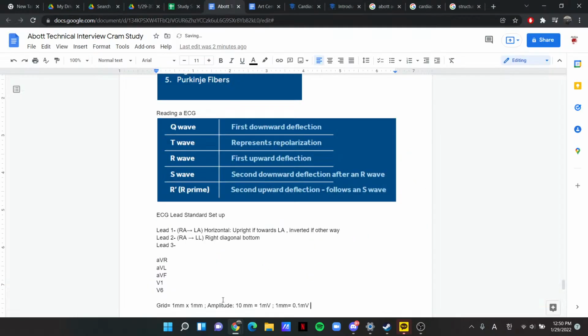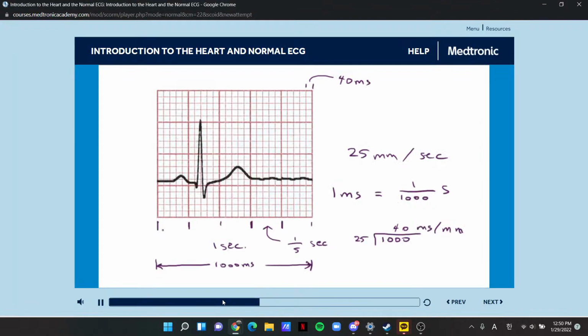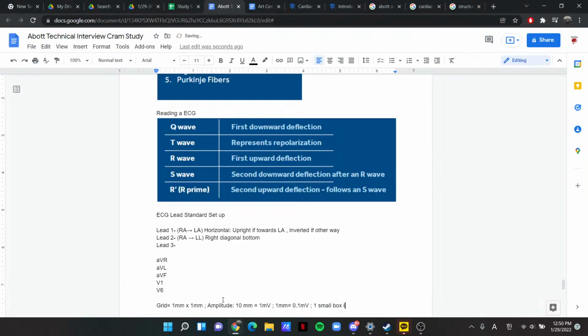It makes it much easier to count things up. Consider that 5 small boxes would be equal to 200 milliseconds.